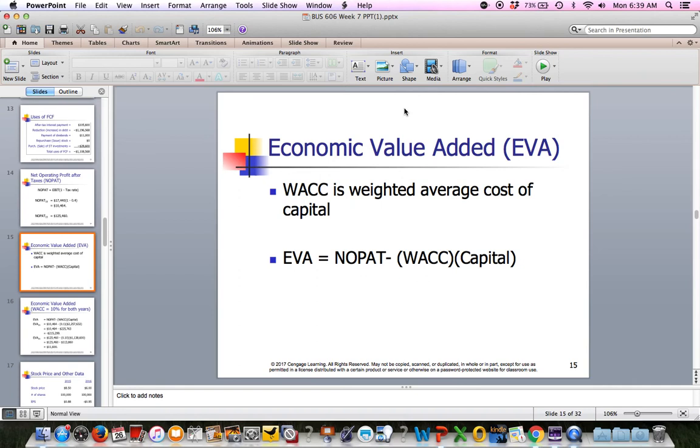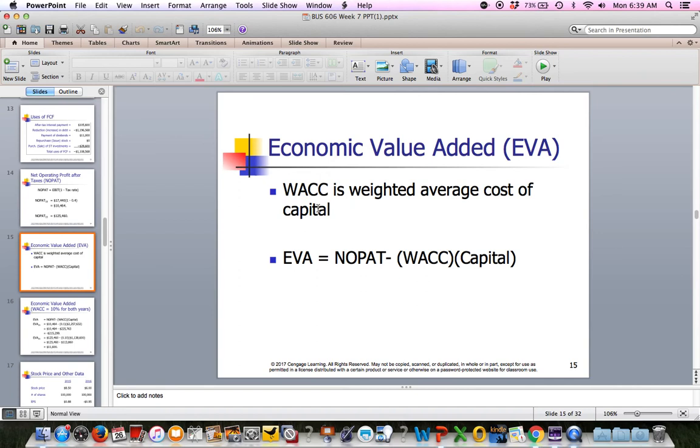So WACC is the weighted average cost of capital. We've looked at that concept. I forget what chapter it was, but we've looked at that concept before. It's basically the cost of all the company's different sources of capital weighted against each other and averaged out. So typically for most companies, it's some portion of debt and some portion of equity, equity being either common stock or preferred stock. So it's the weighted average of all of those together.